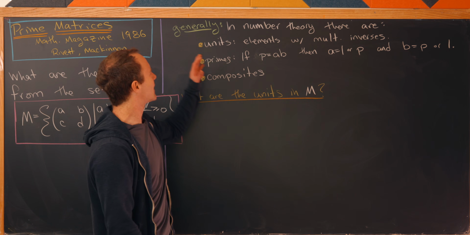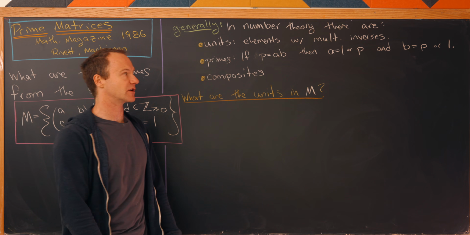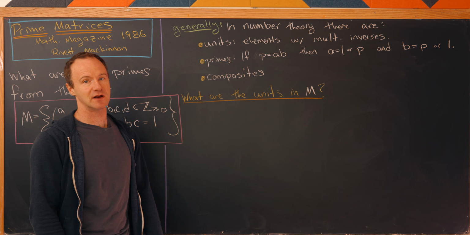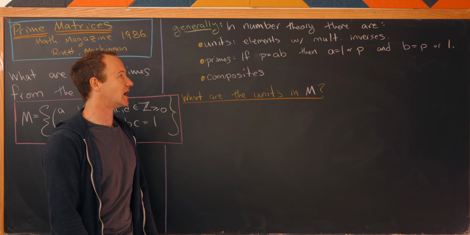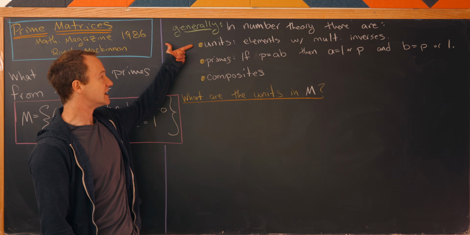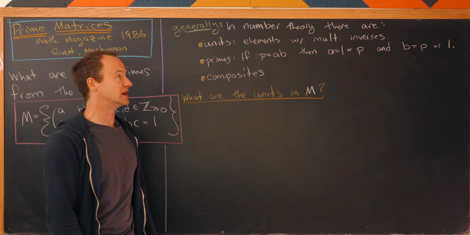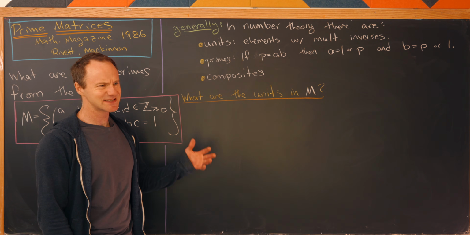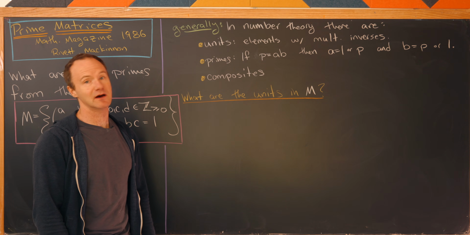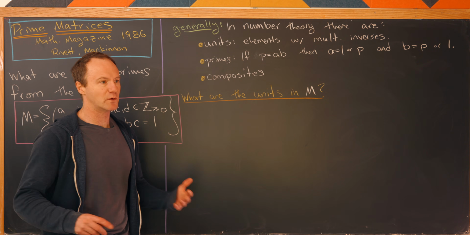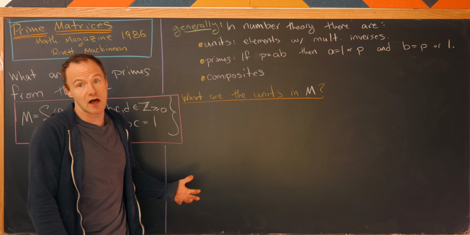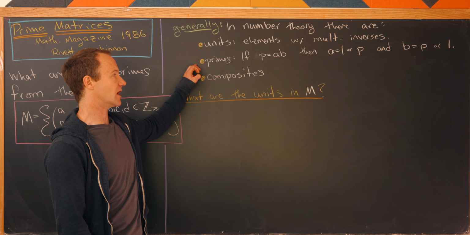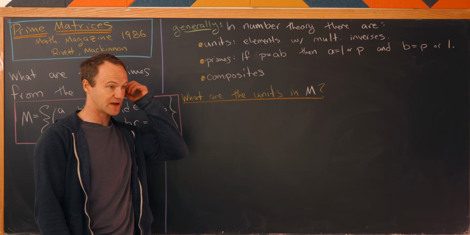So I'd like to point out that generally in number theory, there are 3 types of numbers. There are units, primes, and composites. And so units are elements with multiplicative inverses. And this is essentially why we don't consider the number 1 a prime within the natural numbers, because it has a multiplicative inverse itself. And then we have primes, and primes satisfy the following rule.